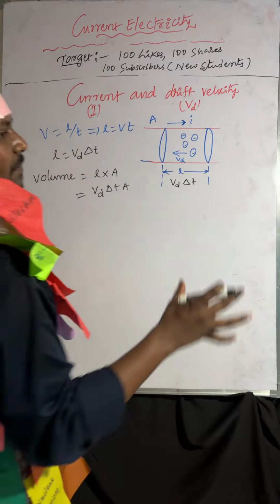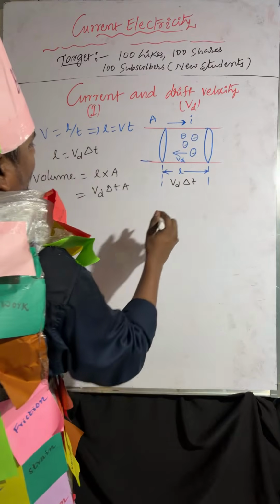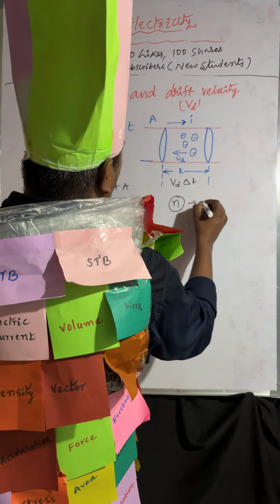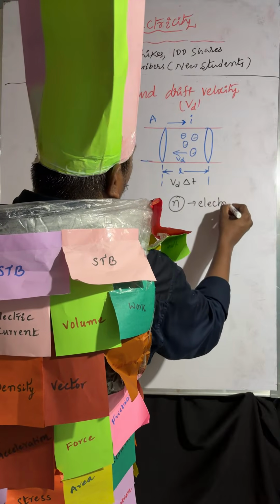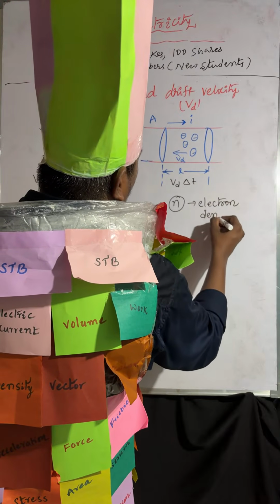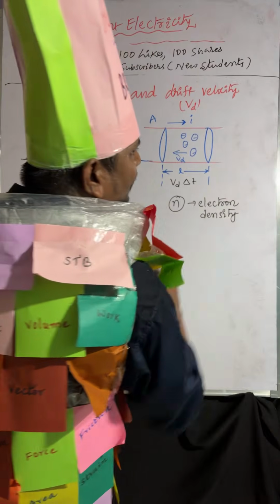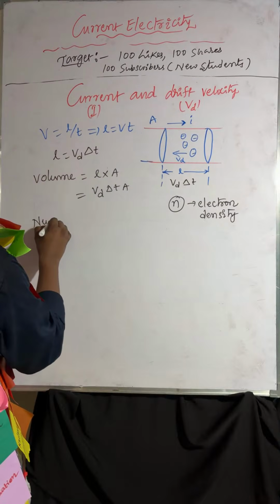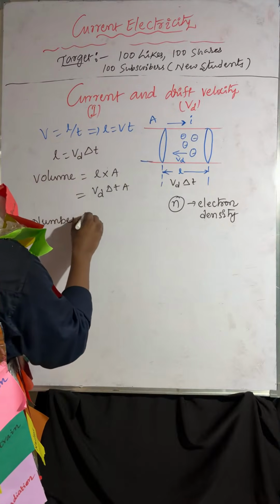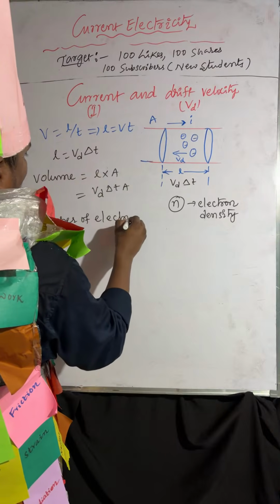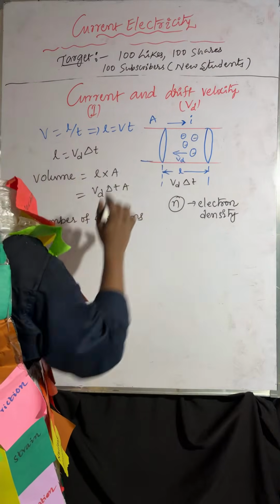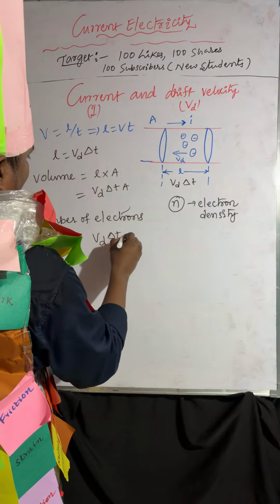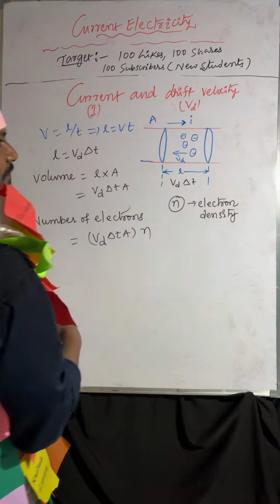Okay. So now number of electrons present in the particular volume. So N is the electron density, free electron density we can say. Okay. So now you can see number of electrons present in the particular volume, that is Vd into delta T into A into N.